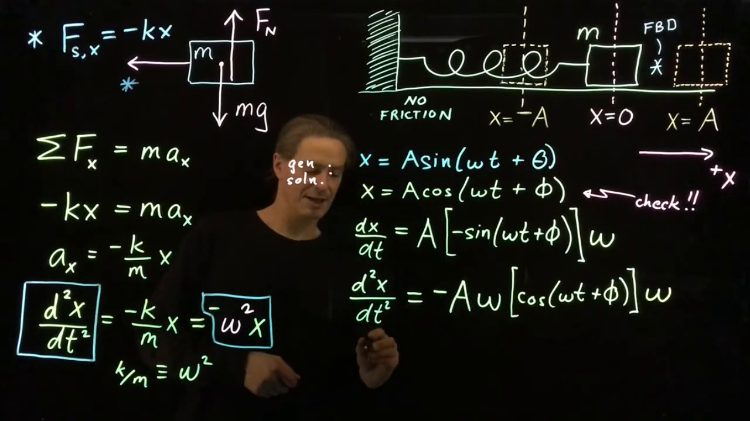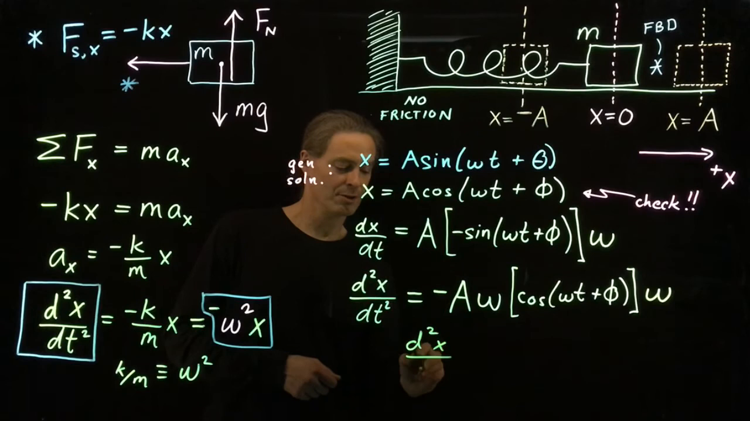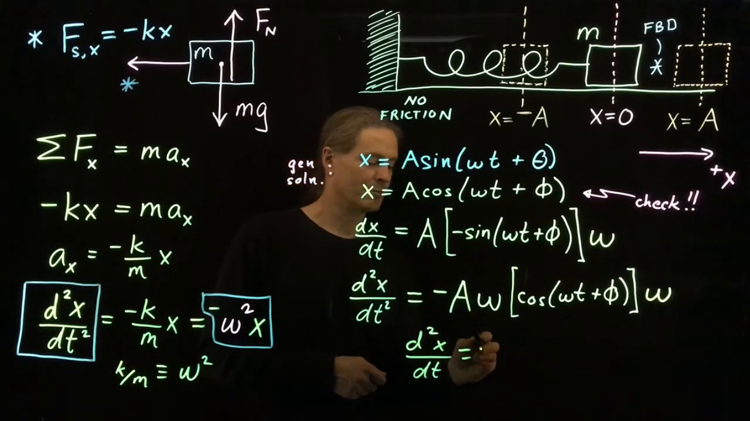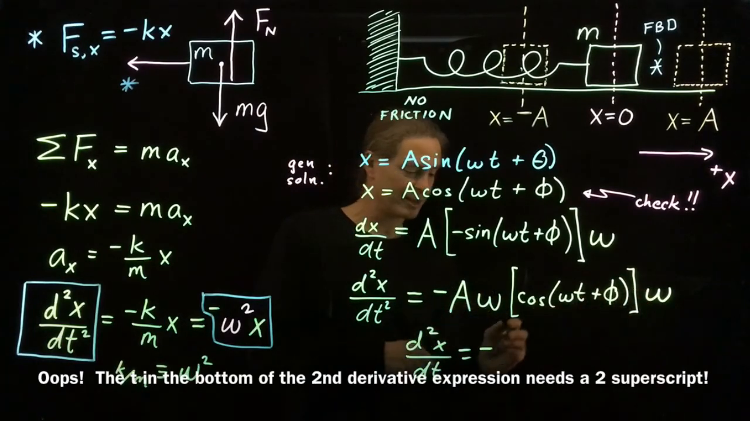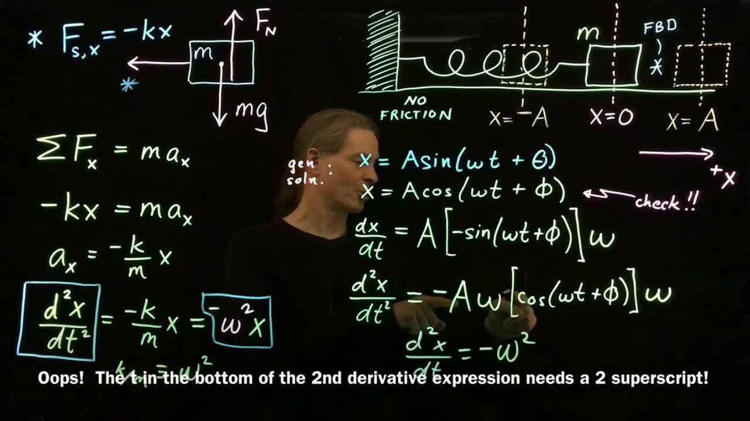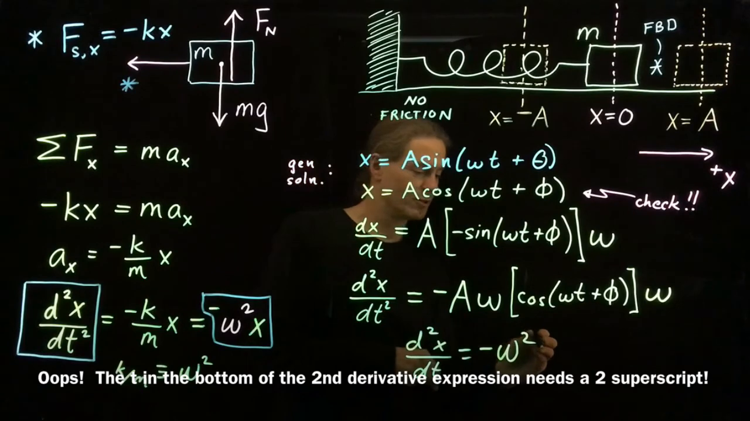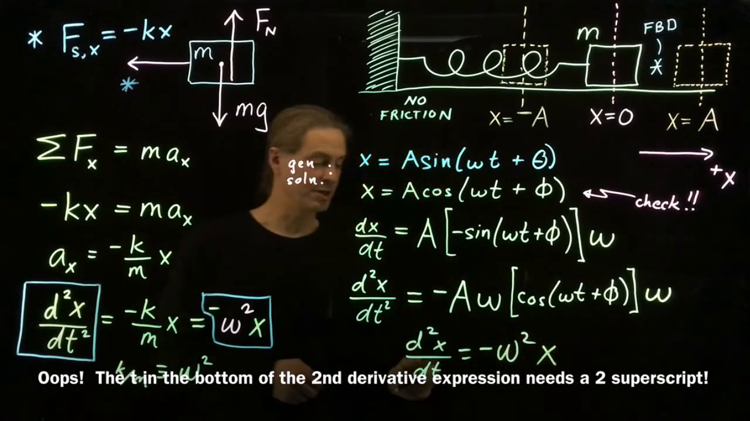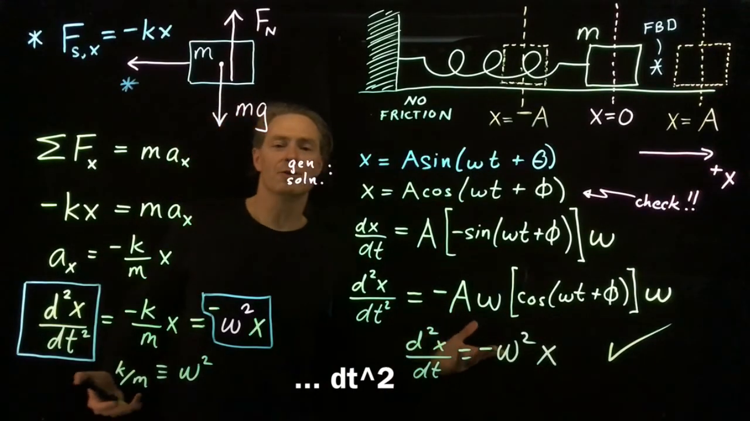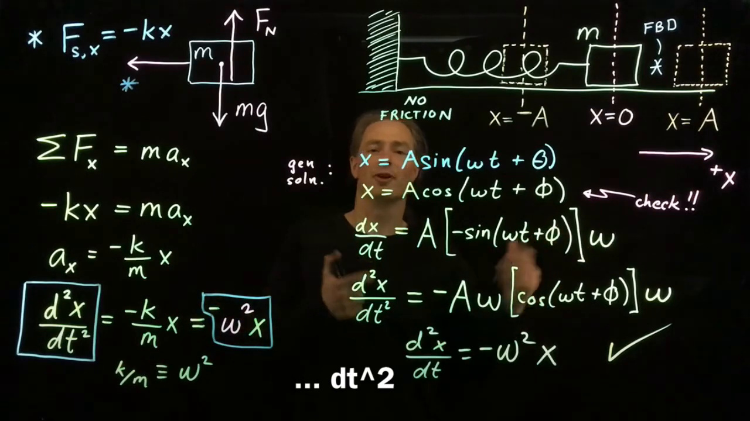So now I put it all together. The second derivative of x with respect to t is equal to minus omega and omega, so minus omega squared, and I have a cosine of omega t plus phi, but A cosine of omega t plus phi was just x. So in fact, this does check out. All right, so that's about all I wanted to do with this Newton's second law analysis of simple harmonic motion.